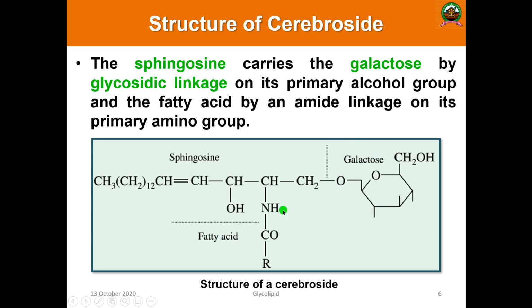So the galactose moiety, sphingosine, fatty acid, and there are no phosphate residues. That is what I told you. The sphingosine carries the galactose by glycosidic linkage on its primary alcoholic group, and the fatty acid chain is attached by an amide linkage to the primary amino group. Here the fatty acid is present in the amide linkage, and the galactose is present in the primary alcohol linkage. So this is the structure of cerebrosides.